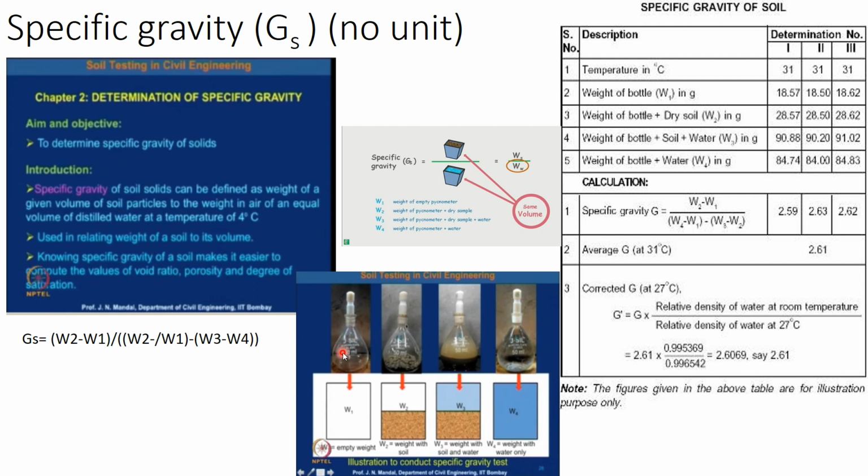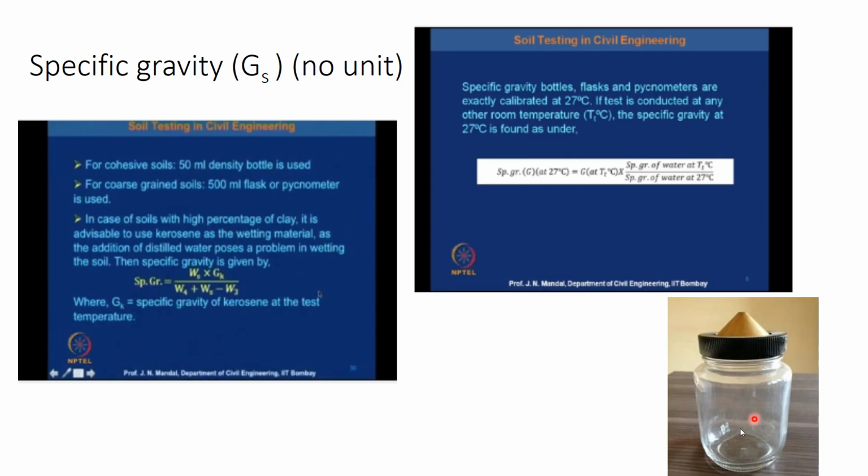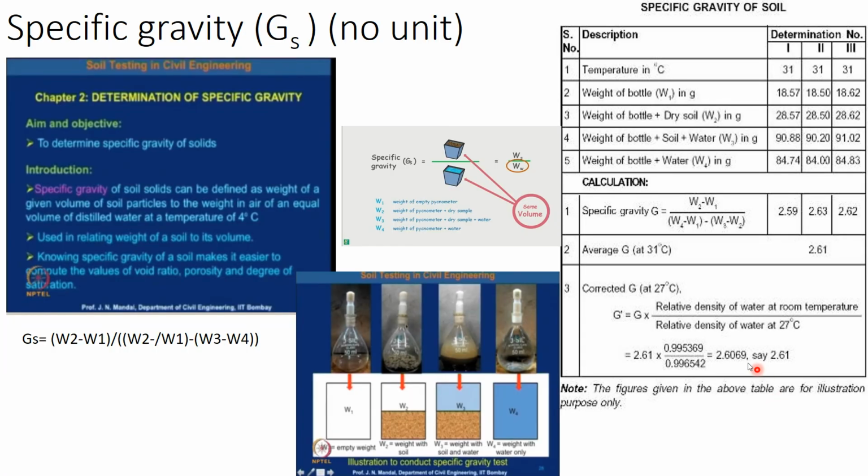For example, if you are going to have finer soil like clay or silt, you have to go for the density bottle method. If you are going to have larger particles, a coarser fraction, we have to go for a pycnometer. This bottle we call a pycnometer. So depending on the soil and the fines, you have to choose the equipment. In the density bottle you can see you have a small bottle and a cap. The method of testing is going to be the same in both. Measure the empty weight, that is W1, of the density bottle with its cap.